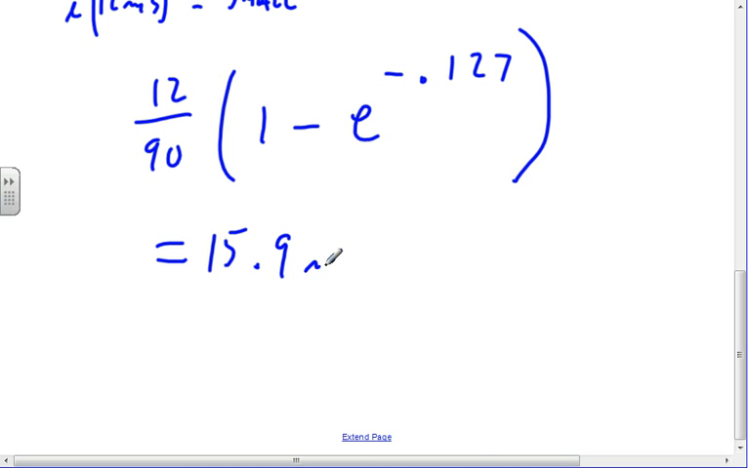15.9 milliamps. Is that enough to kill you? Yes, it is. If I had the right voltage across that, I could kill you with that.